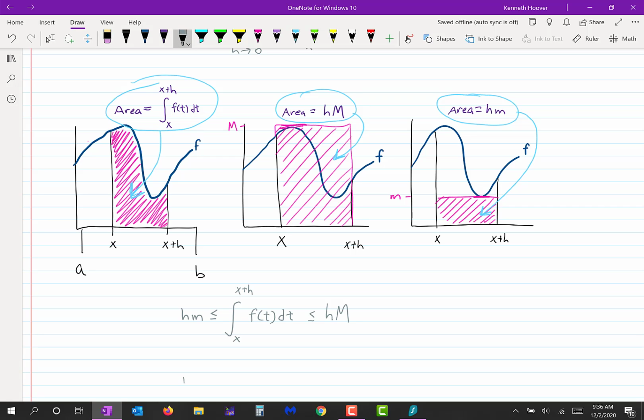Then I'll get little m. h is positive. Remember, we're doing that case first where h is positive, so the direction of the inequality will not swap. Okay, divide the middle part by h, and then divide the third part by h. Okay, so there we go. Now let's do the limit as h goes to 0.